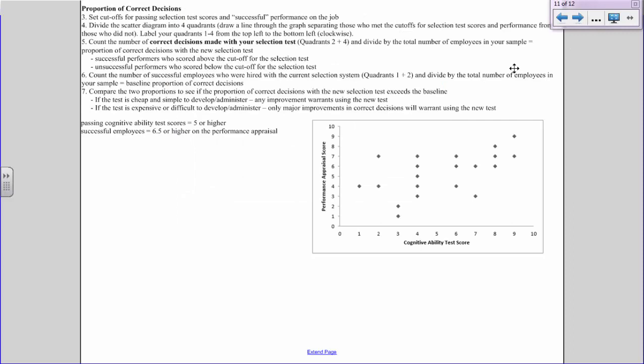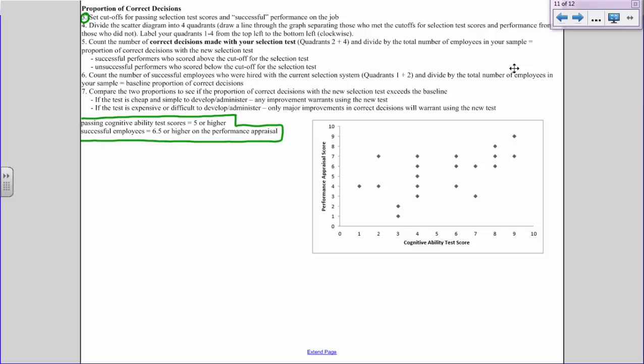Then you need to set cutoffs for passing selection test scores and what is successful performance on the job. So that would be this right here. So for example, you could say that I plan on hiring people, or at least considering people for hire, who get a cognitive ability test score of 5 or higher. And our current criteria for being a successful employee is having a 6.5 or higher on the performance appraisal.